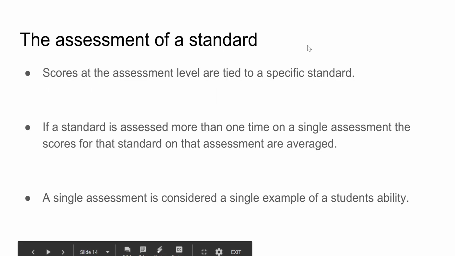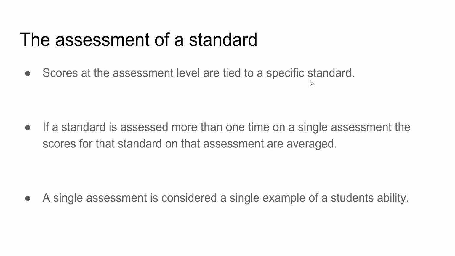All right, the assessment of a standard. So we're actually going to look at the standard and how they are assessed. Scores at the assessment level are tied to a specific standard. So every district-created assessment that's put into the system has a standard that's related to it. If a standard is assessed more than one time on a single assessment, the score for that standard on that assessment is averaged. So this is confusing, right?